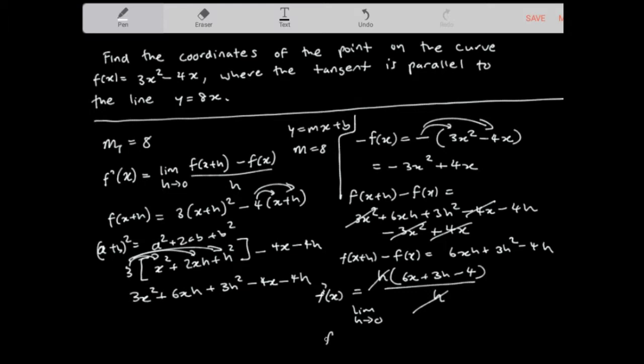Now that we have this, my instantaneous rate of change function is going to look like 6x plus 3h minus 4, and I can let h equals 0. So if I let h equals 0, you can see that this middle term cancels out, and the instantaneous rate of change function here is 6x minus 4. Okay?